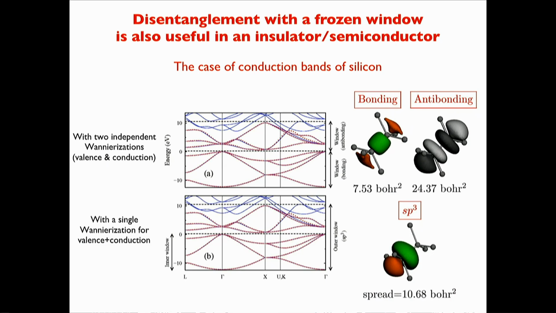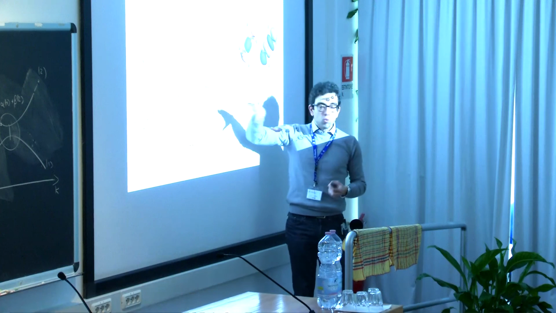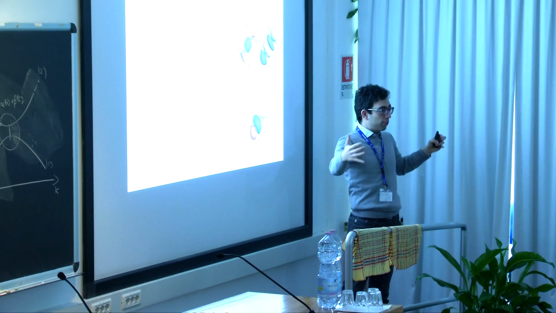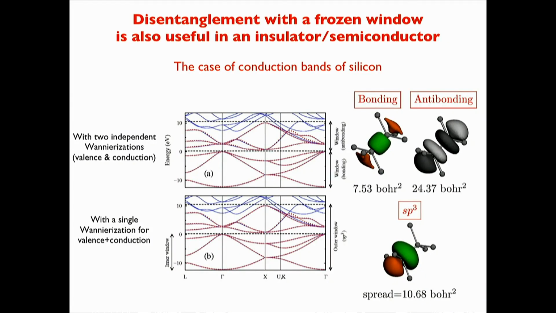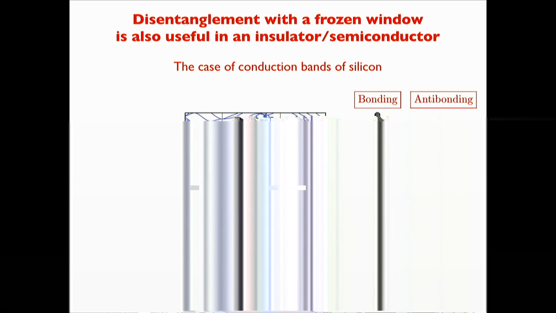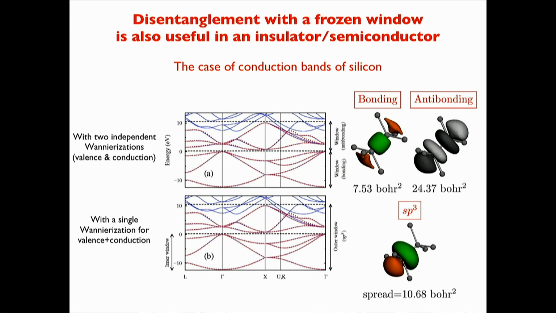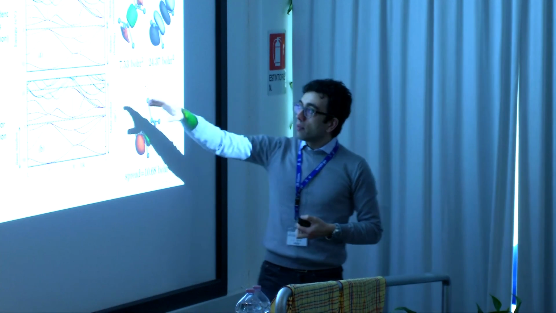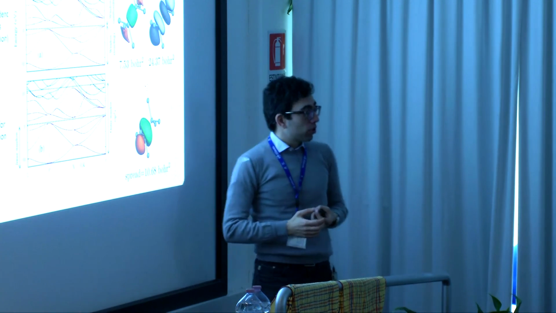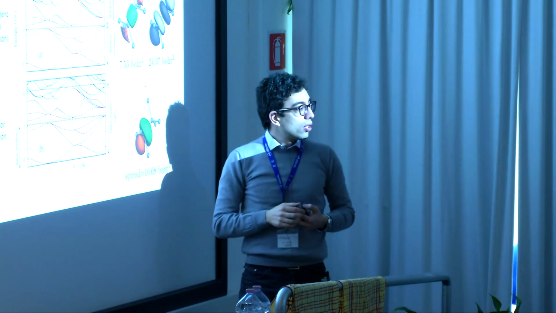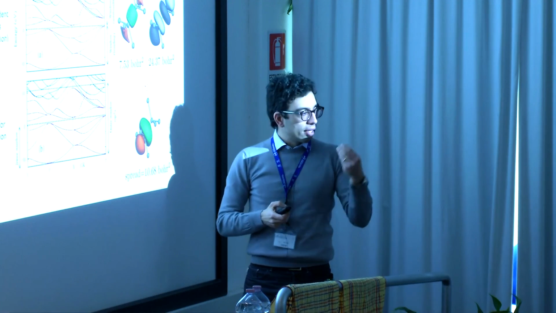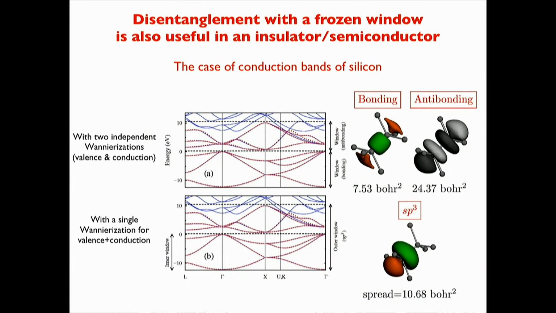So what are the messages here? So one, since you do one minimization in a larger space, you give more freedom, and so you can minimize the spread more. In both cases, you have a different physical intuition of the problem. They're both correct. But typically, for instance, if you want to have a very localized state, this is better because the spread is smaller. The other message is that disentanglement is important not only in metals, but also in insulators, if you care about the conduction states.